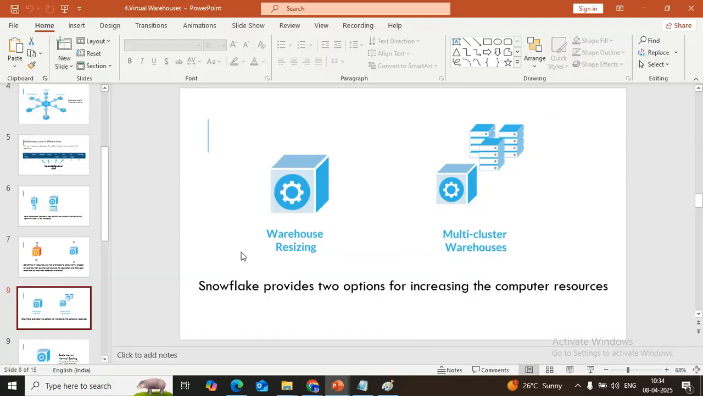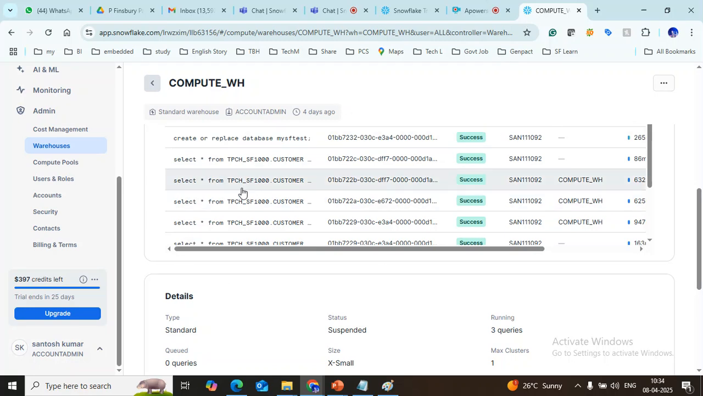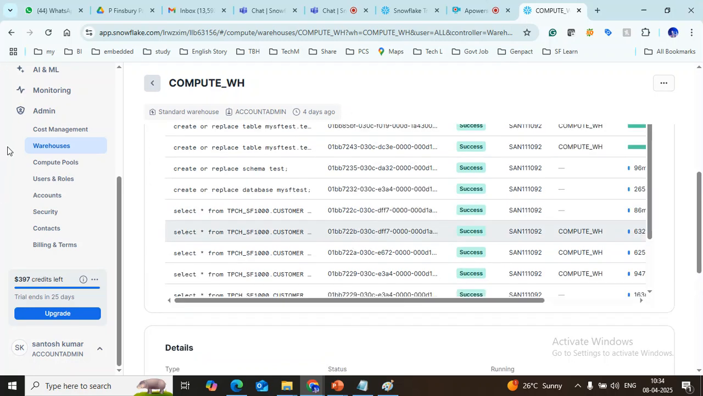Have you seen how we can increase the multi-cluster? We have the option to choose multi-cluster warehouses as well, right? It will automatically increase the number of clusters of warehouses whenever it's required. Suppose it's working right now.